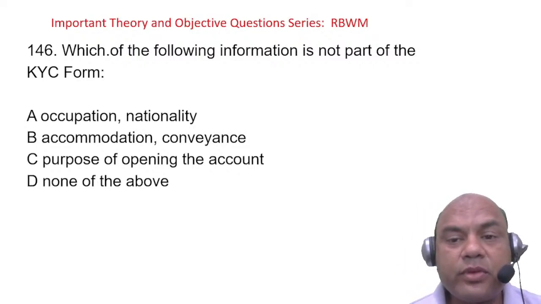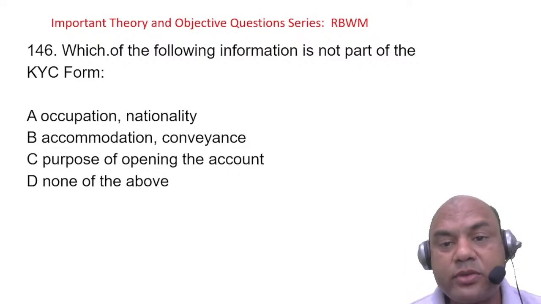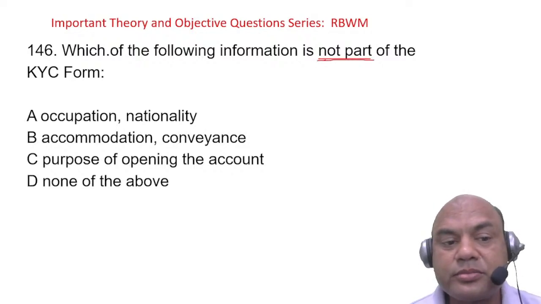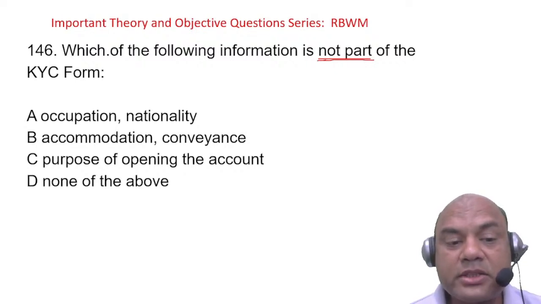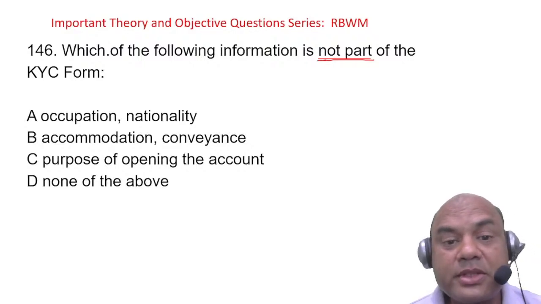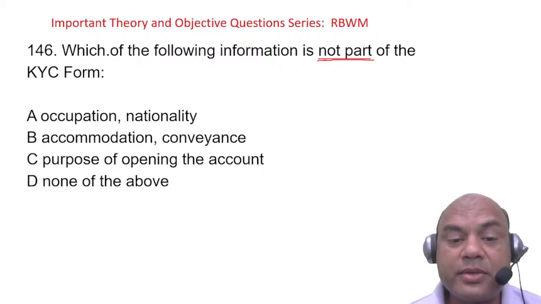Which of the following information is not the part of KYC form? Which of them is not the part of KYC form? Occupation, nationality, accommodation, conveyance, purpose of opening the account, and none of the above. So which of them is not the part? Now this is what you think. Which of them is not the part?